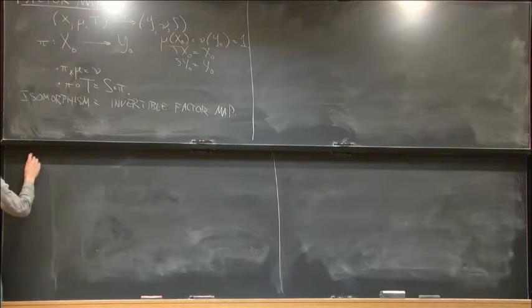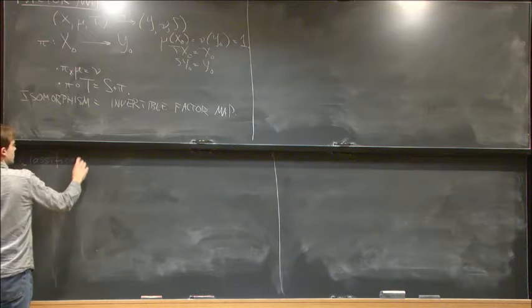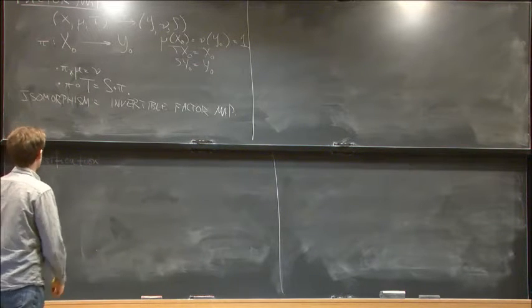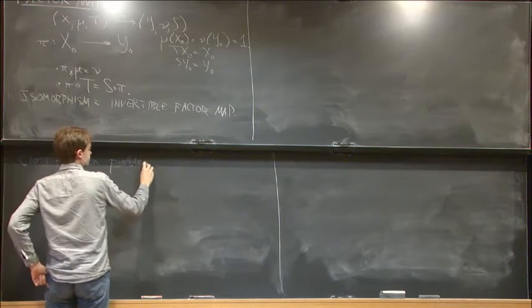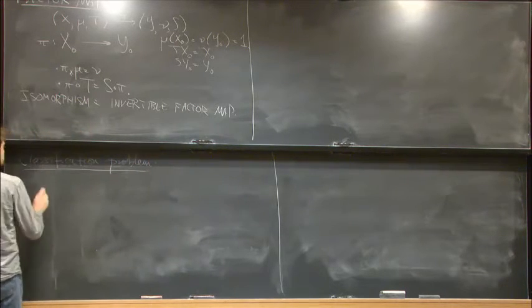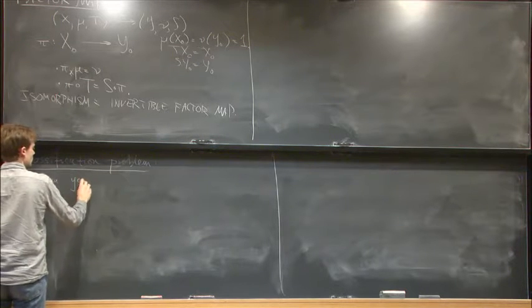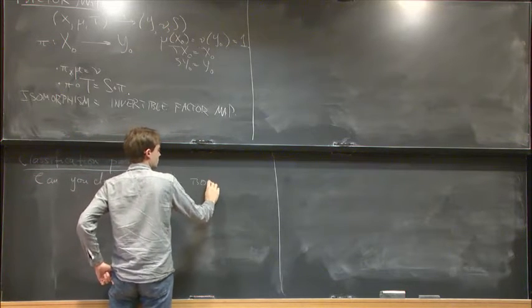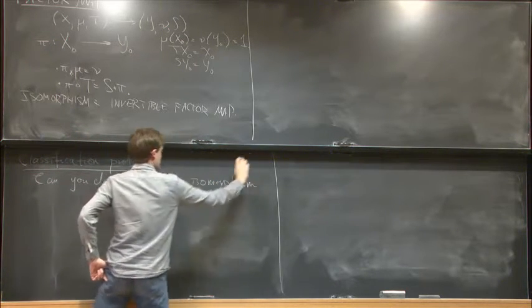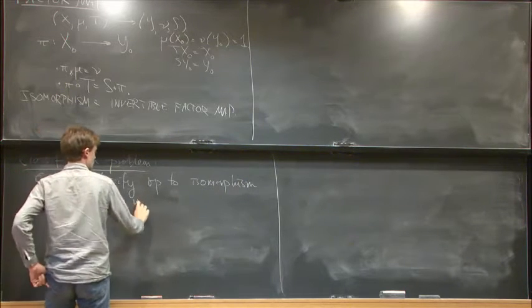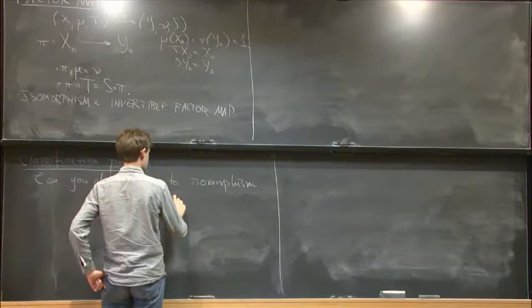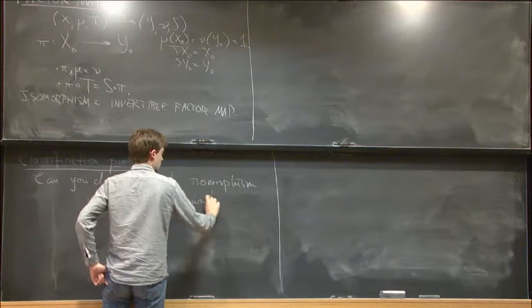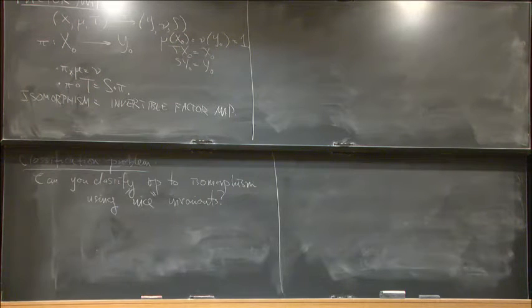Right, so the classification problem, which people formulated and started thinking about almost immediately upon the appearance of the ergodic theorems, to pose it as a question, asks, can you find, or can you classify up to isomorphism using nice invariants? Where I'm not being precise about what I mean by nice. But nevertheless, it is possible, actually, to give a very sensible meaning to the word nice here, and we know now that the answer is no. So that's the bad news.